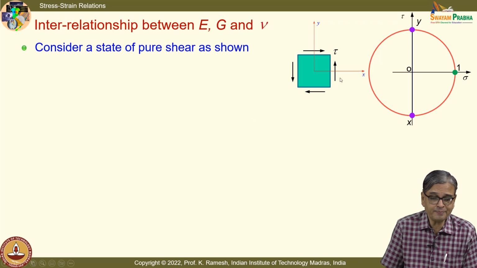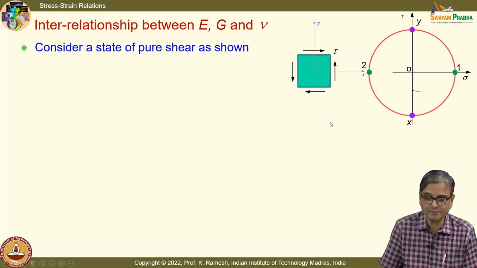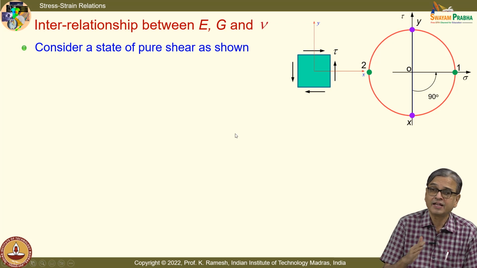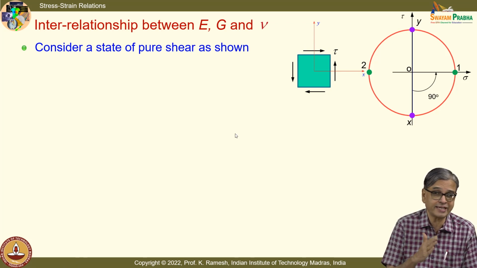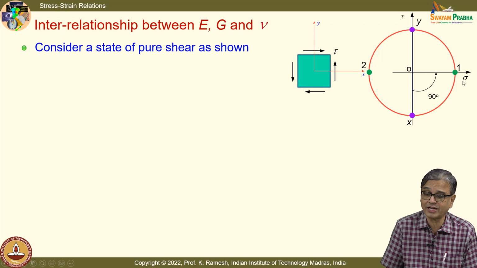I can also replace this stress state by using the principal stresses, which are marked as sigma 1 and sigma 2. And you know that in the Mohr circle it is 90 degrees, in the physical plane they are separated at 45 degrees. I can rewrite this stress state with respect to the principal stresses. Can you draw the sketch and also label the values? From the Mohr circle you can find out what is the value of sigma 1 and what is the value of sigma 2 for a pure shear stress state.